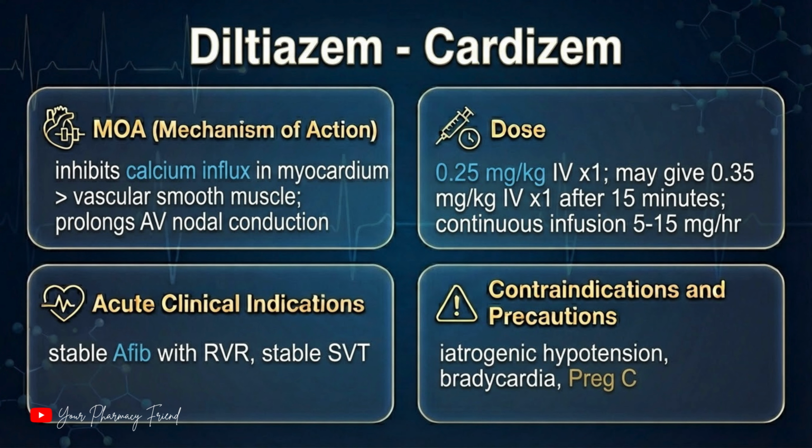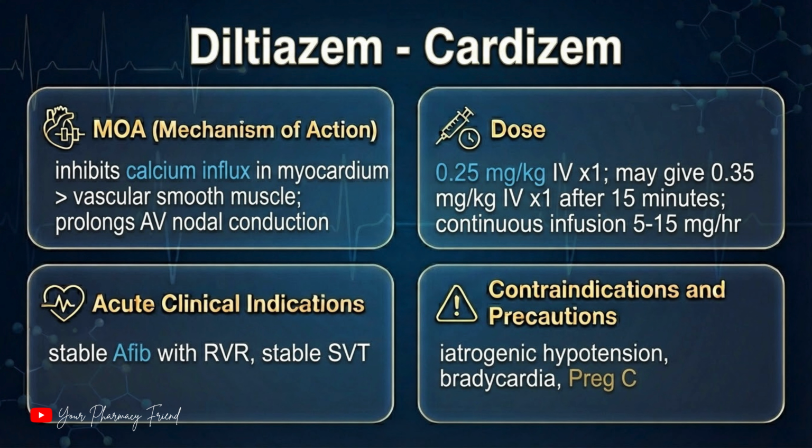Diltiazem works by inhibiting calcium influx through L-type calcium channels in cardiac and vascular smooth muscle cells. Its effects are more pronounced in the myocardium compared to vascular smooth muscle. By blocking calcium entry into cardiac cells, diltiazem reduces conduction through the atrioventricular, or AV, node and prolongs AV nodal conduction time. This helps slow the ventricular response in patients with rapid atrial rhythms. In addition, diltiazem produces mild vasodilation, which can contribute to lower blood pressure.